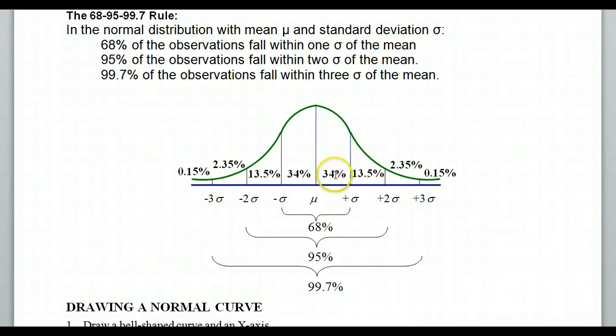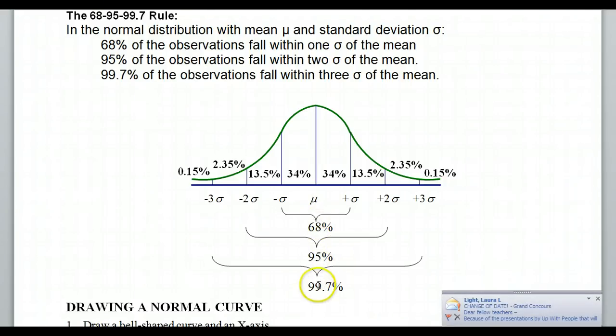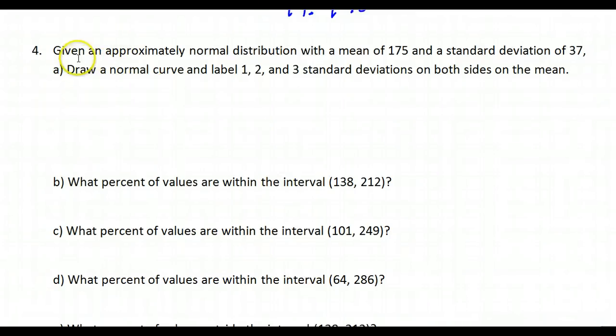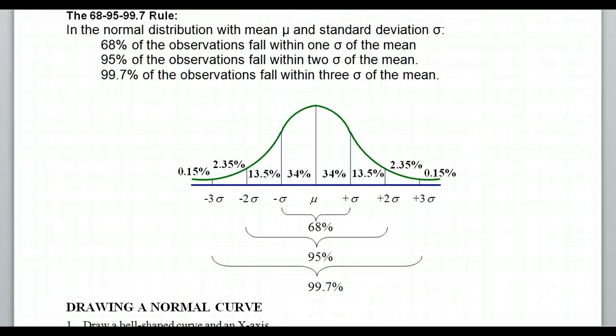I mean, remember, it's really only like 4 numbers because this side is the same. Okay, I guess you call it 7 numbers if you include these 3. Anyway, back to the problems. Number 4, given an approximately normal distribution with a mean of 175 and a standard deviation of 37, draw a normal curve and label 1, 2, and 3 standard deviations on both sides of the mean. Alright, fine. So, let's do that.